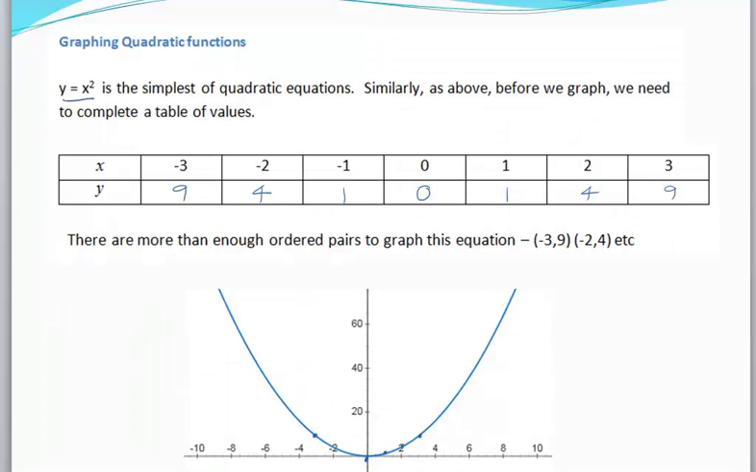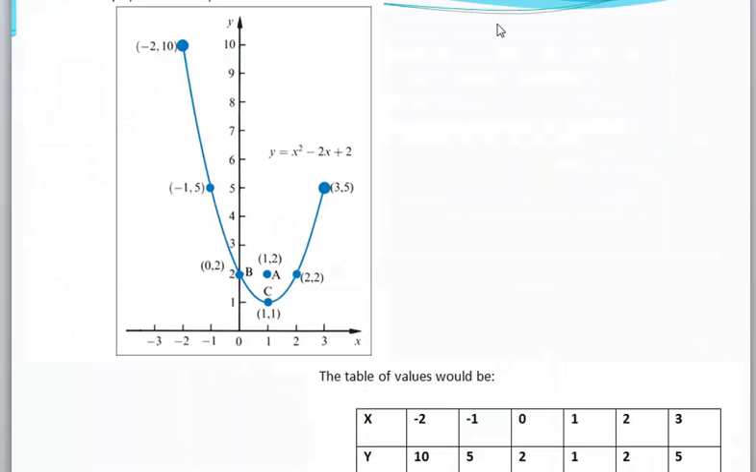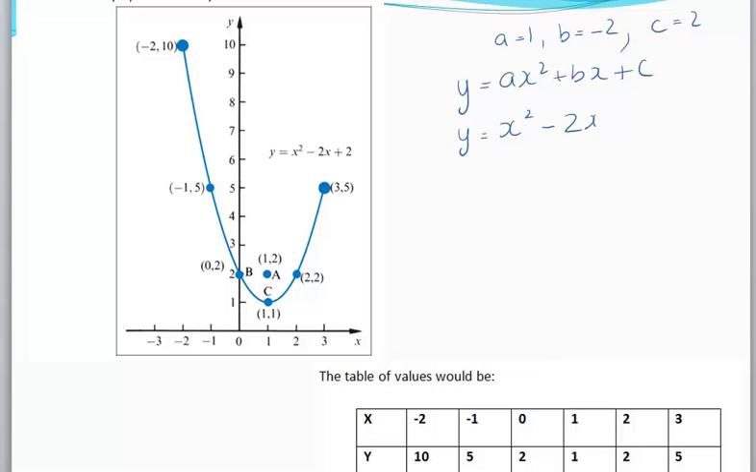Another example is when a is equal to 1, b is equal to negative 2, and c is equal to 2. If we think of our equation, y is equal to ax squared plus bx plus c, then y is equal to 1 times x squared, which is x squared, negative 2 times x, so minus 2x, plus c, plus 2. So here is our equation.